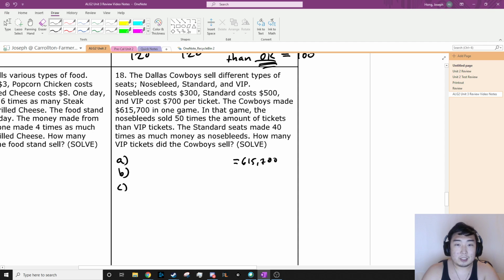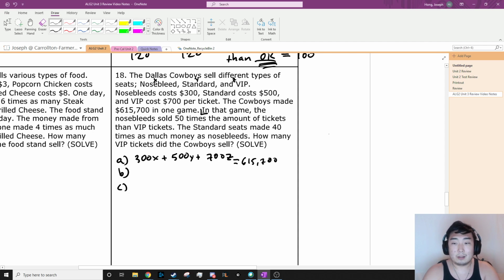So nosebleeds, this is going to be X, standards are Y, and then VIP is Z. So nosebleeds costed 300, standards costed 500, VIPs costed $700 per ticket. Ooh, I use X again. Nice. Okay. So my other special case is that in the game that he made that much money, the nosebleed tickets sold 50 times the amount of tickets of VIP.